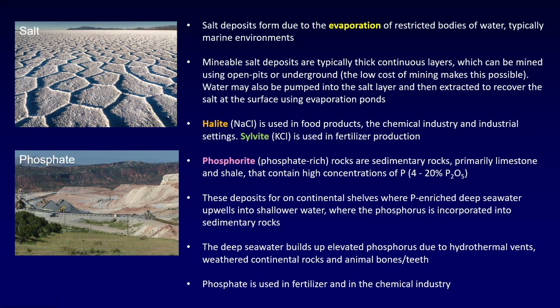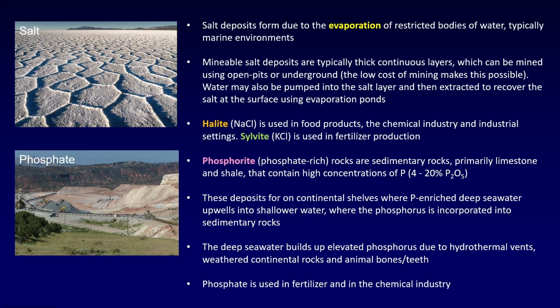Our next type of industrial material is going to be salt. And so salt deposits, like gypsum deposits, form due to evaporation. So this is when we have a restricted body of water which evaporates away, and it evaporates faster than new water can come in. And the majority of large evaporite deposits are associated with bodies of marine water. So we're looking at seas and oceans.